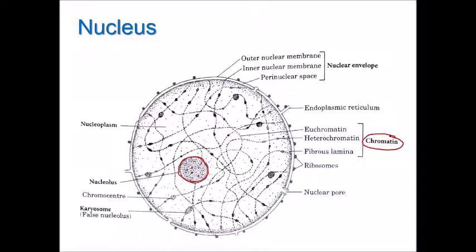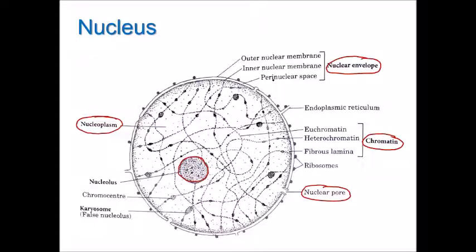Then you can see nucleoplasm, which is the fluid or the matrix portion. Then you can see some gaps here and there. This is one gap. This is called the nuclear pore. There is a nuclear envelope, which is composed of outer membrane and inner membrane. And you can see here there's a space between these two that is called perinuclear space.